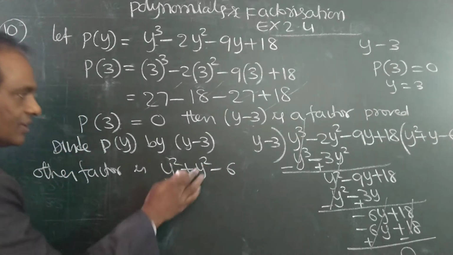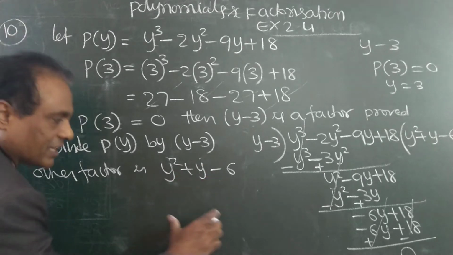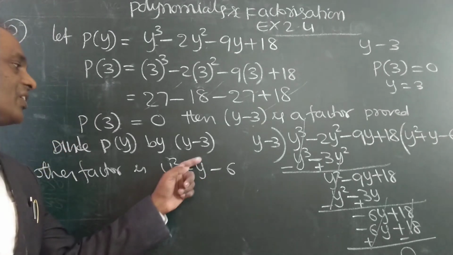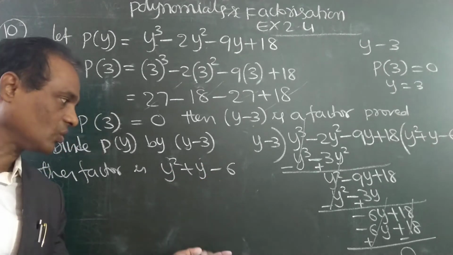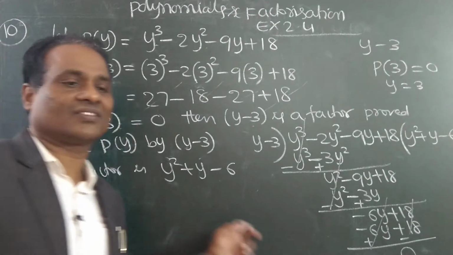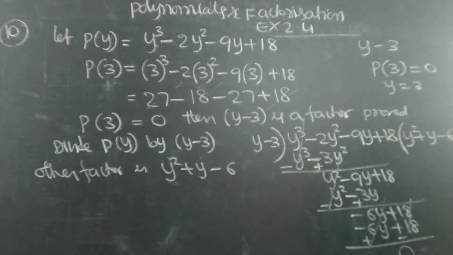Now again split into two factors. We will get two factors for this second degree polynomial. So you find the factors for this. Do it, students. Find the factors for this.